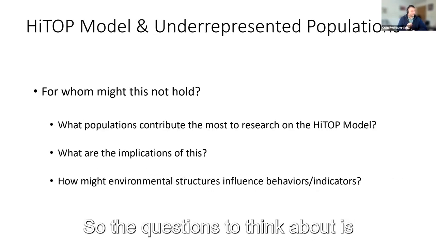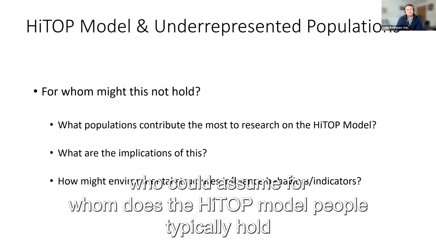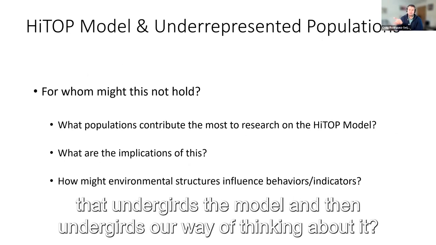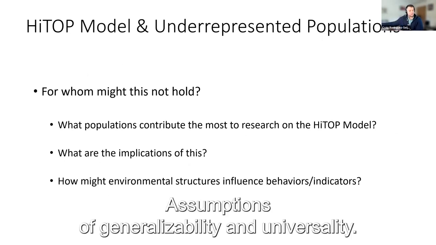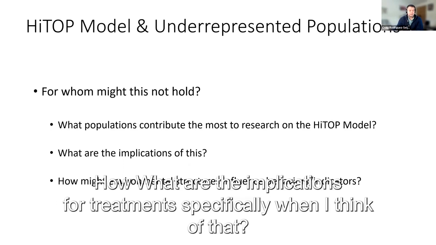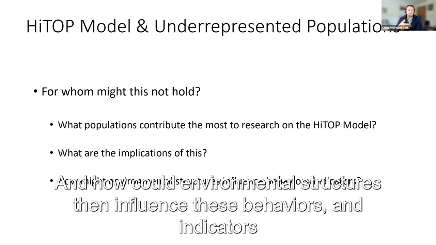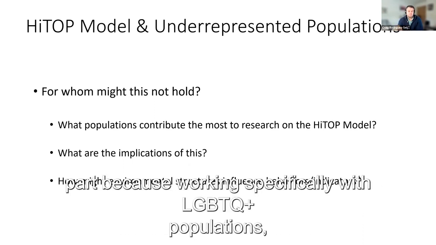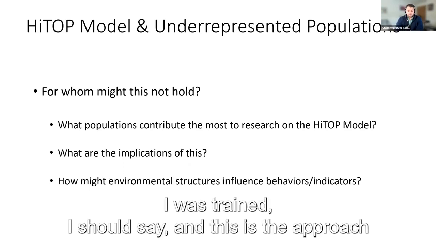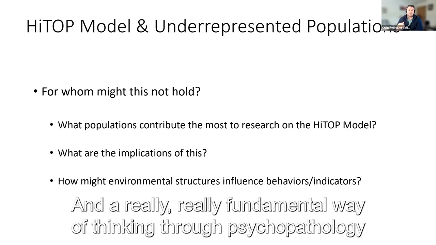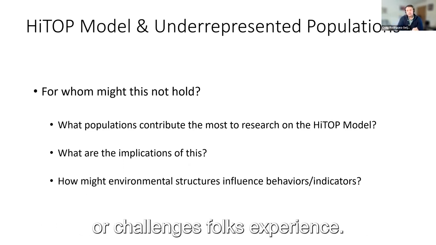Yeah, sorry. So questions to think about: for whom does the HiTOP model typically hold? What populations contribute most to the research that undergirds the model and our way of thinking about it? Assumptions of generalizability and universality. What are the implications for treatment specifically? And how could environmental structures then influence these behaviors or indicators? I focus mainly on that part because I work specifically with LGBTQ plus populations. I was trained, and this is the approach I subscribe to, that it's impossible not to think of the structures more than anything else in a really fundamental way of thinking through psychopathology or challenges folks experience. Okay.